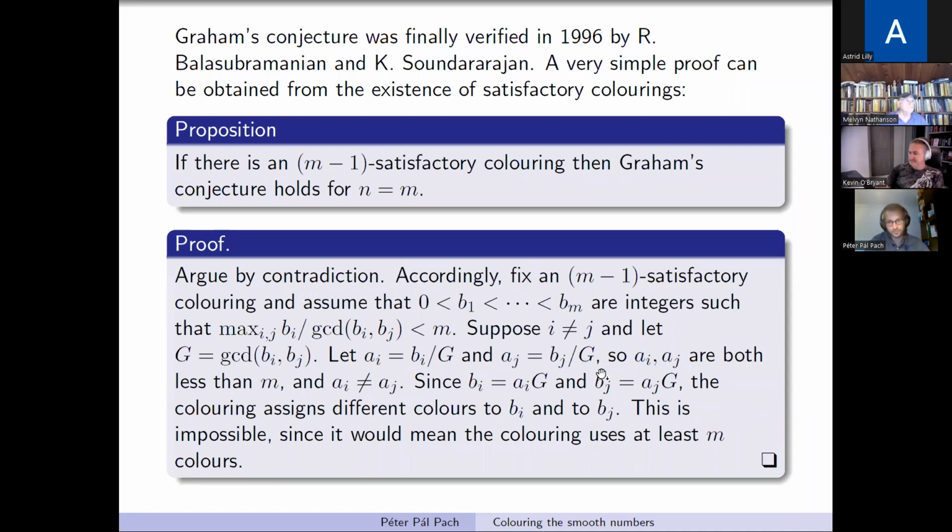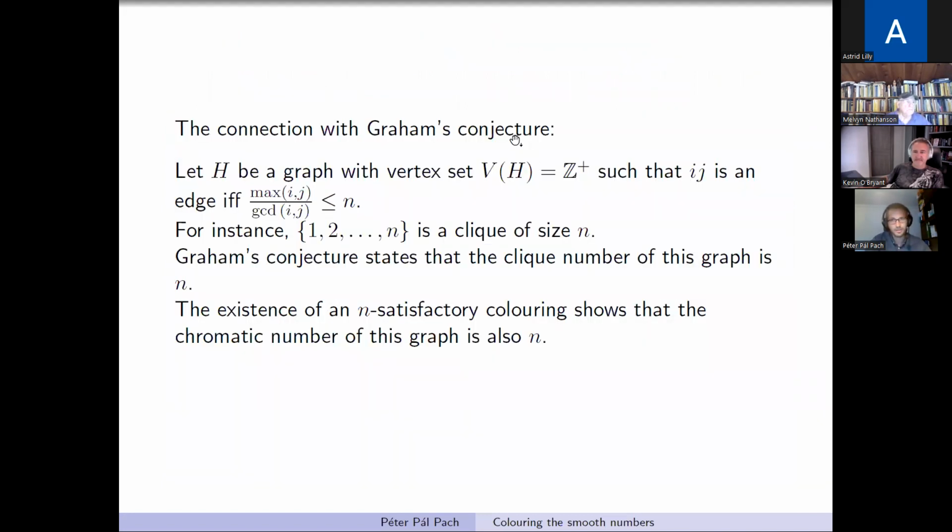So any 2 of them have different colors, which is not possible because we have m numbers and only n-1 colors. To highlight this connection in a bit more detail, let's define a graph with the vertex set being the positive integers. In this graph, let us connect 2 numbers, i and j, if and only if the larger one among them divided by their GCD is at most n.